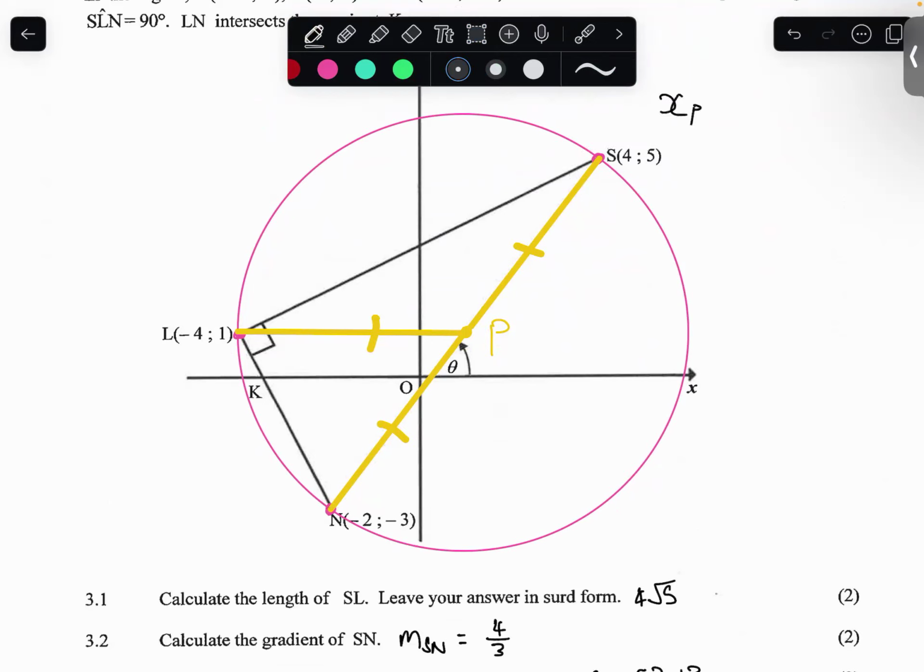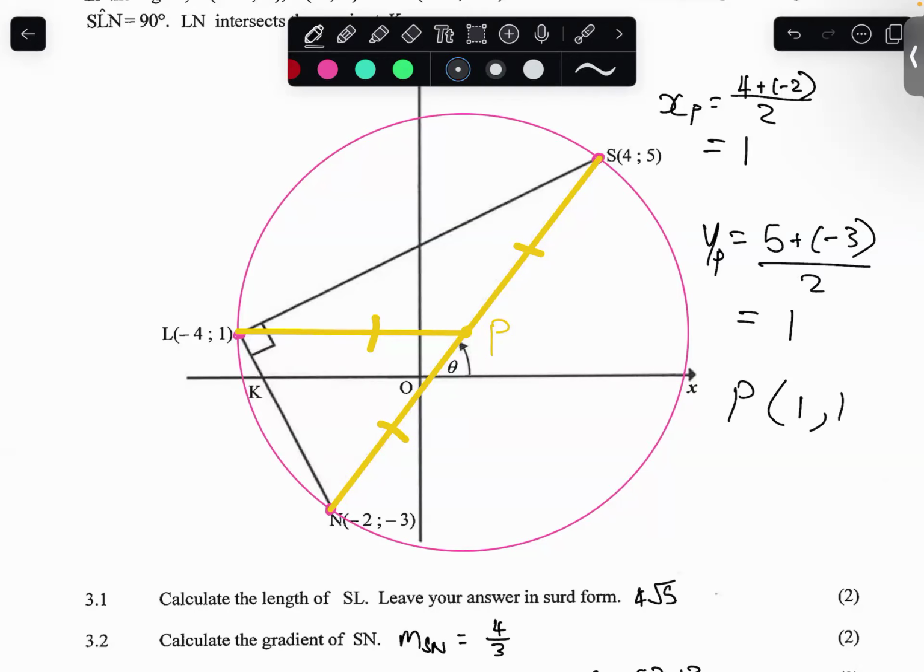So we're going x of P is equal to x of S, which is 4, plus x of N, which is minus 2, all over 2. That gives me 2 over 2, which is 1. And we go y of P is equal to y of S plus y of N, all over 2, which gives me 2 over 2, which is 1. And so P's coordinates are 1 and 1. I hope that made sense to you guys.